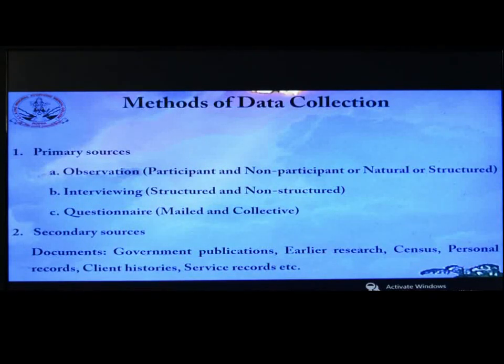Based upon closeness to the event, first are primary sources, then secondary sources. Primary sources means it is the first source, where you are collecting data first. There are various ways or methods to collect primary data. First one is observation, which may be participant or non-participant, natural or structured. It may be interviewing, structured or non-structured interviews. It may be questionnaires, which may be mailed or collective.